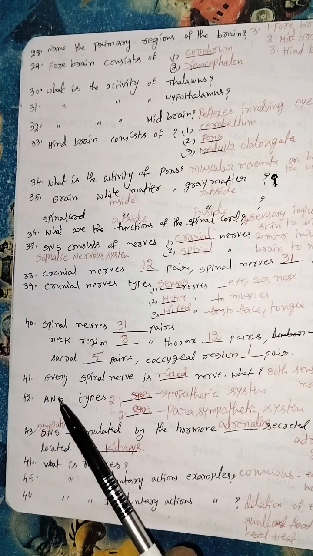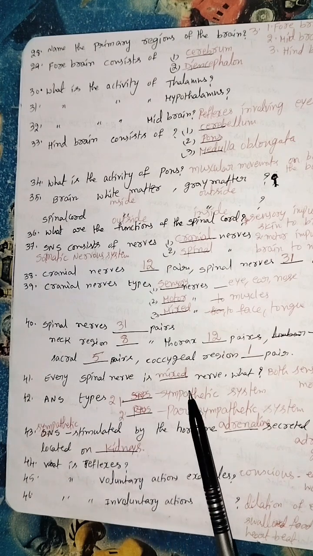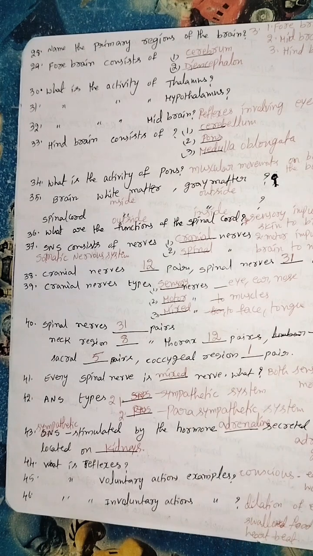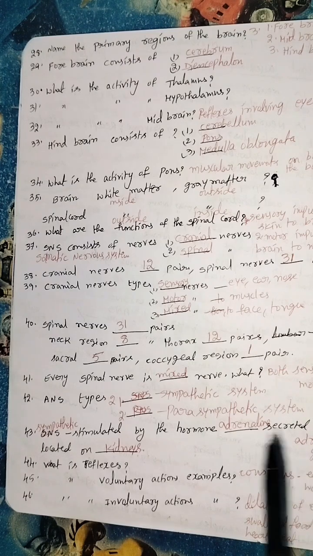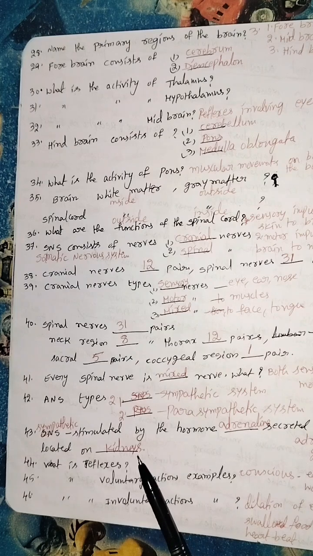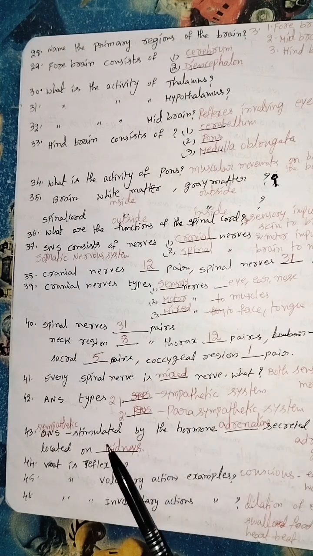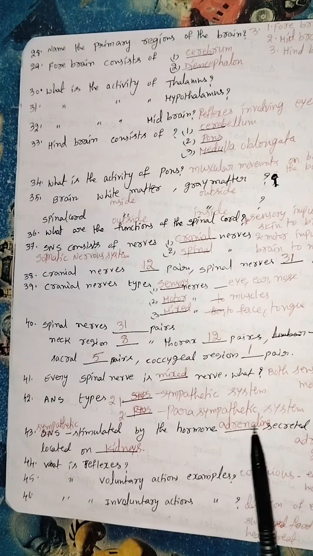ANS means autonomic nervous system, which has two types: sympathetic and parasympathetic system. The sympathetic nervous system is stimulated by the hormone adrenaline. Adrenaline is secreted by the adrenal gland. So where is the adrenal gland present? We know the location: on the kidneys. This is a very important point. Adrenaline is the fight and flight hormone.